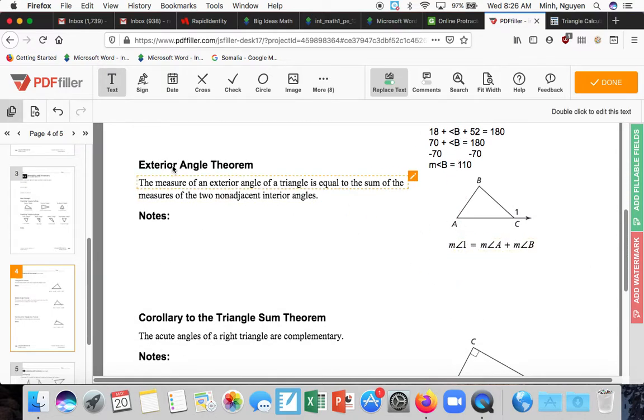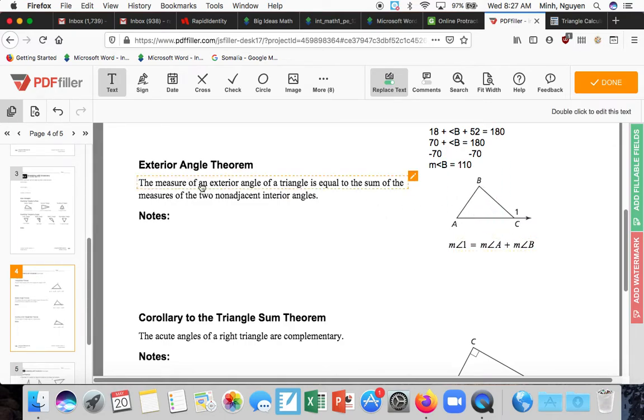The exterior angle. So exterior means outside. So this angle is inside, this angle is inside, this angle is inside, this angle is outside the triangle. It is equal to the sum of, sum means, what are we going to do? We're going to add. So the measure of an exterior angle is equal to the sum of the two non-adjacent interior angles. Two means we're going to look at two angles. Non-adjacent, we will touch on that in a second. Interior means inside. So let's look at this picture. It's saying the measure of angle 1 is equal to measure of angle A plus measure of angle B.